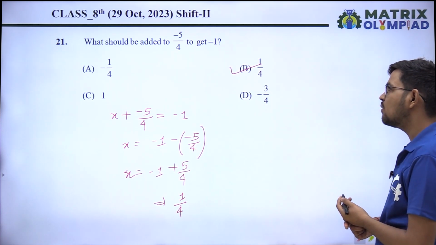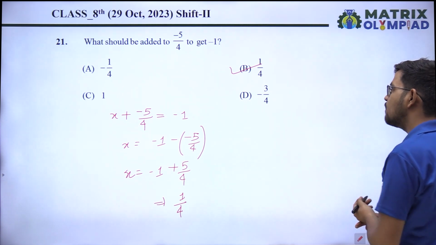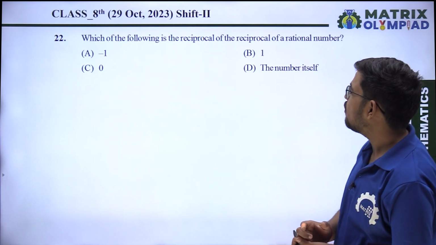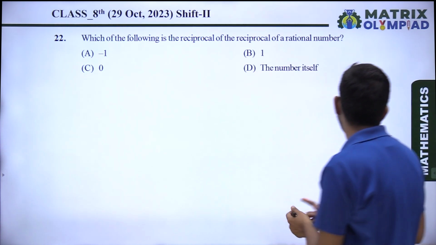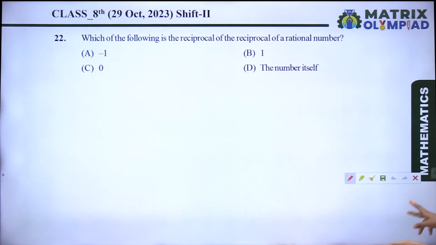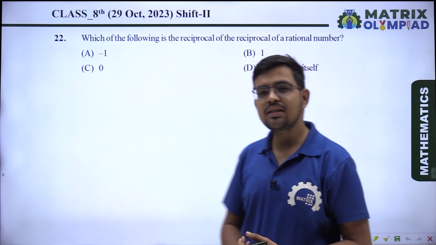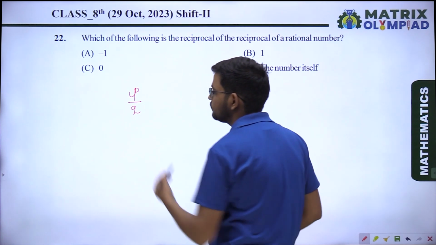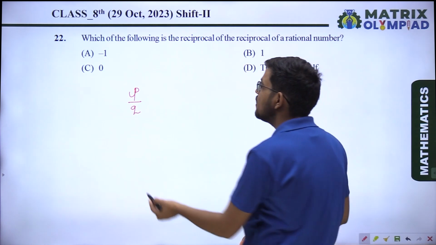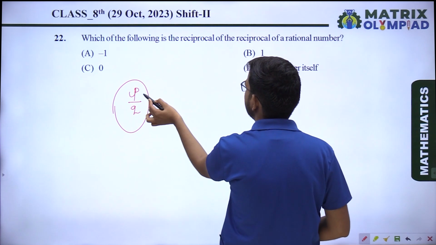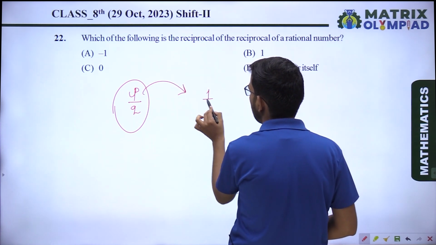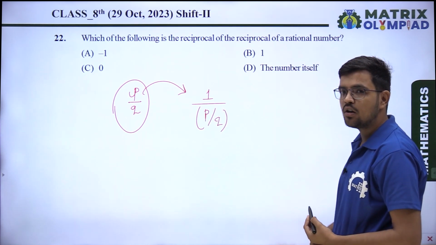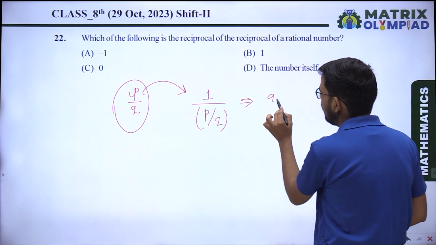So what should be added to minus 5/4 to get minus 1? Option B, 1/4. Next question, which of the following is the reciprocal of a rational number? We are just assuming a rational number, that is P/Q. First of all, we find its reciprocal. What is its reciprocal? 1/(P/Q) is the reciprocal of P/Q. So that will be Q/P.